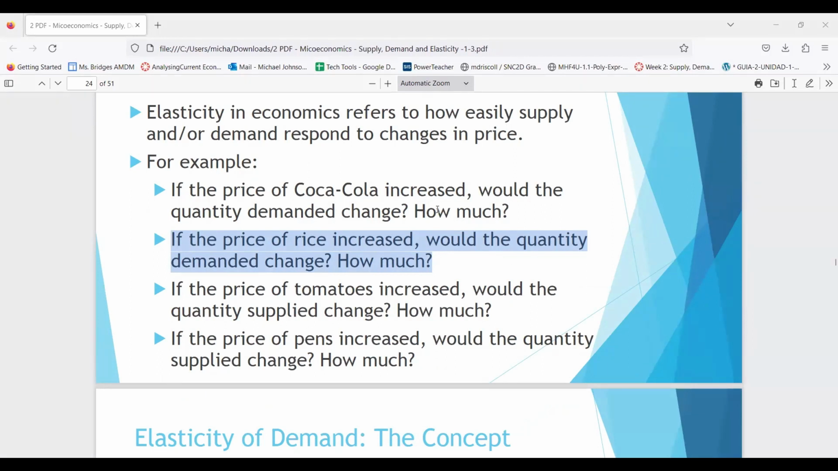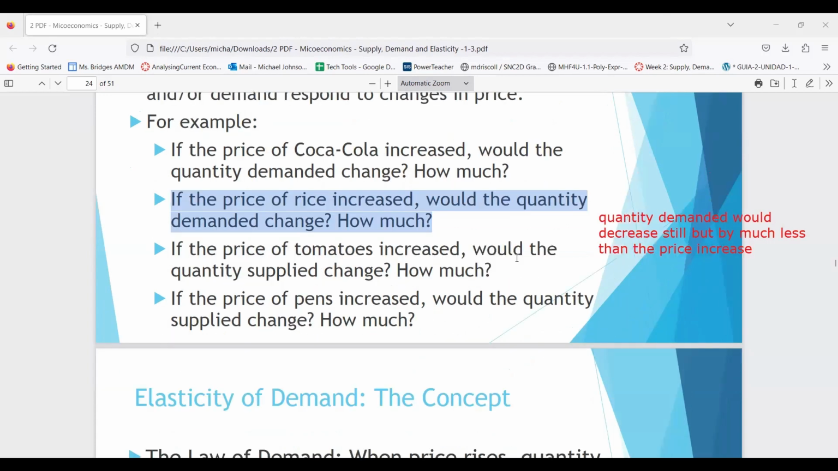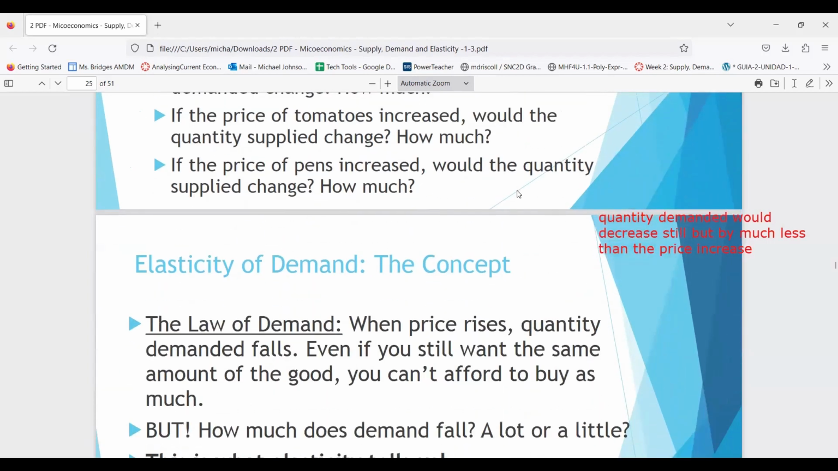So good point. It is a necessity. So the quantity demanded would still decrease, but by much less than the price increase. It would decrease by a little bit. Yeah. And then if the price of tomatoes increased, would the quantity supplied change, and by how much?